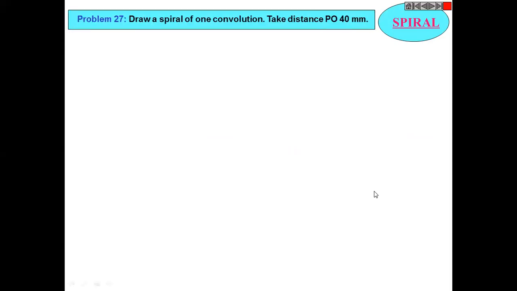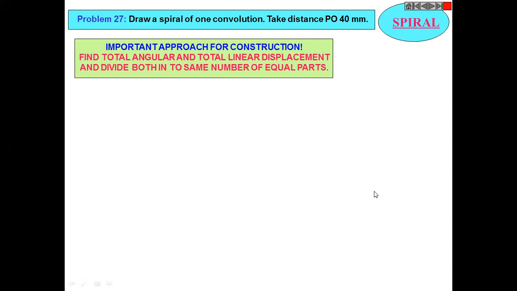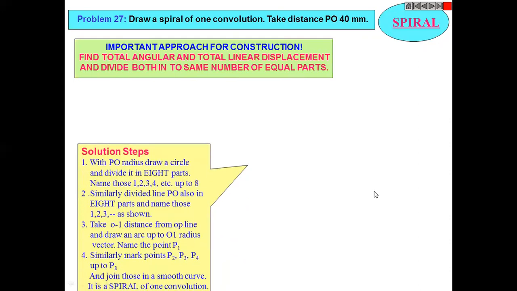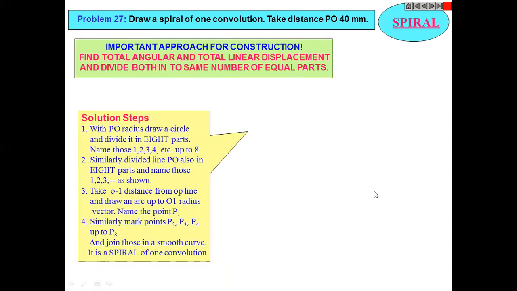How we will do that? That I will tell you. Okay, draw a spiral of one convolution. See here, convolution is important. Take distance PO equal to 40 mm. This will be the statement. So how will we do it? The important approach for construction is to find the total angular and total linear displacement and divide both into the same number of equal parts. What is that? I will tell you.